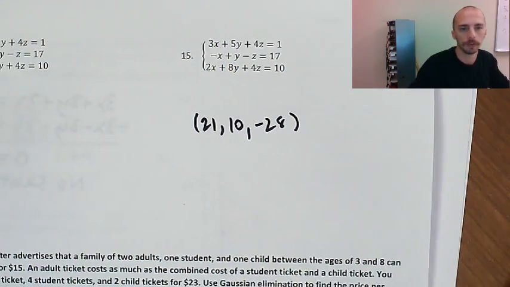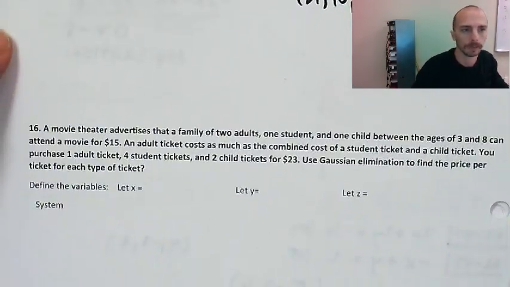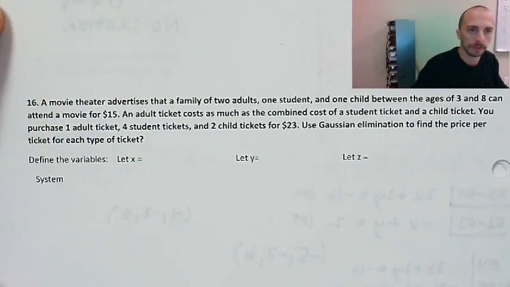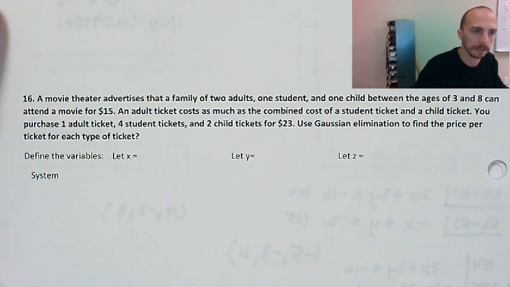And again, if you're interested in the solution, I might do these at the back end of the video or in a separate video. Okay. Number 16. A movie theater advertises that a family of 2 adults, 1 student, and 1 child between 3 and 8 can attend a movie for $15.